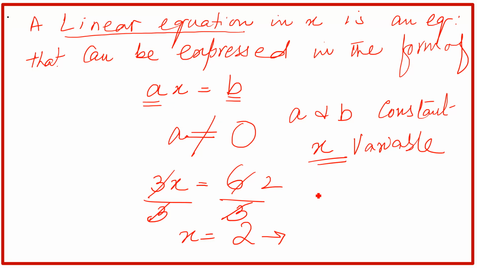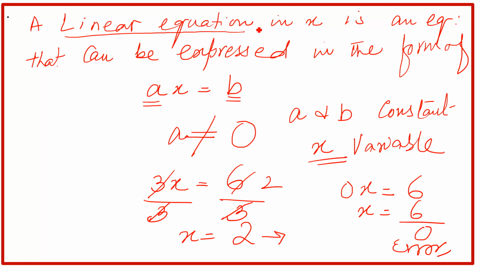If I say a is 0, so 0x is equal to, suppose b is 6. So x, anything divided by 0, we will get an error. That is why it says that a should never be equal to 0. This is the explanation of this definition.